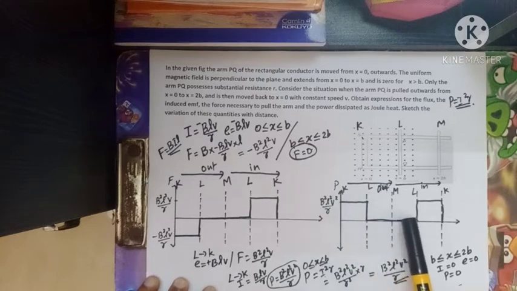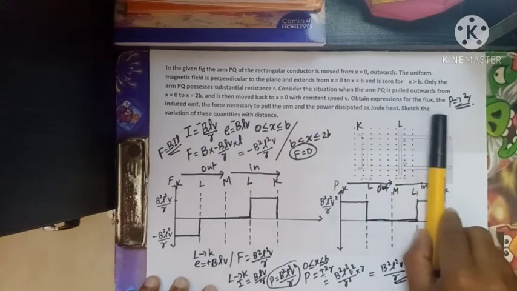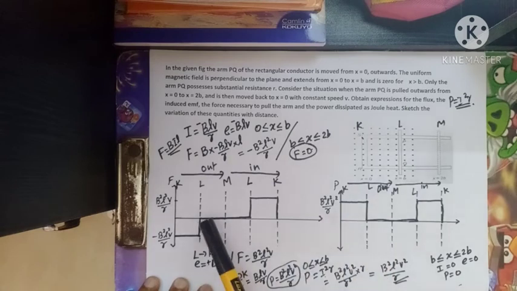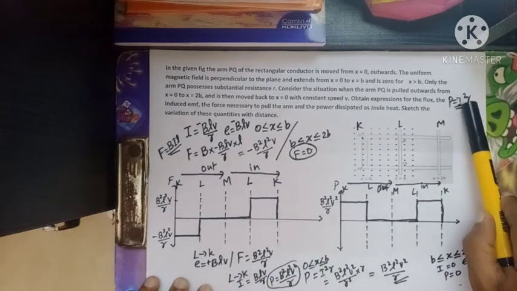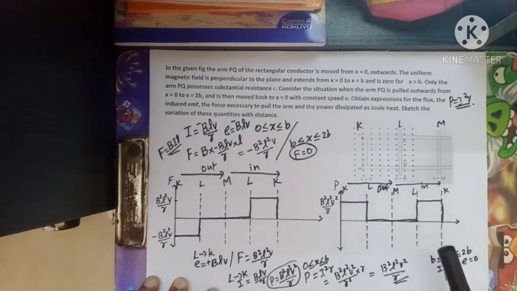Now L to M and M to L. There is no need of power because during this region force was 0. When force is 0, the current is 0. At these two regions, induced current is 0. Then power also will be 0.